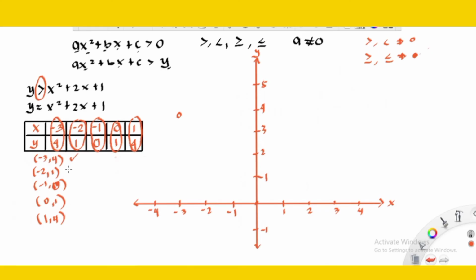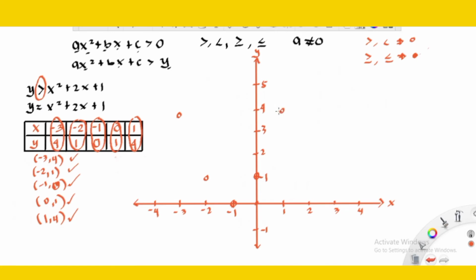Next, negative 2, 1. This is negative 2, this is 1, this is the intersection, okay, open. Next, negative 1, 0. Negative 1 sa x, 0 sa y, so dito lang siya sa axis na to, open. 0, 1. 0 ang x, sa y ay 1, so nandito siya, open. And then 1, 4. 1 sa x, 4 sa y, get the intersection, ito siya, open.